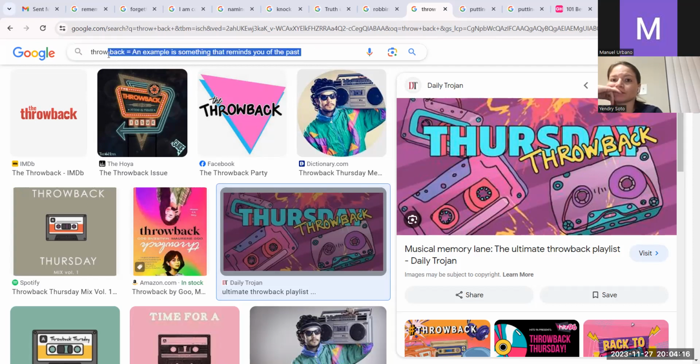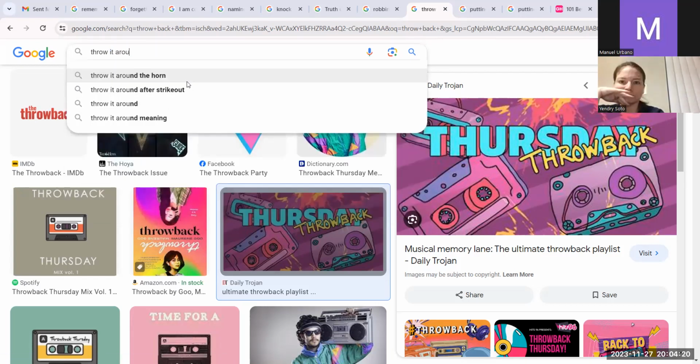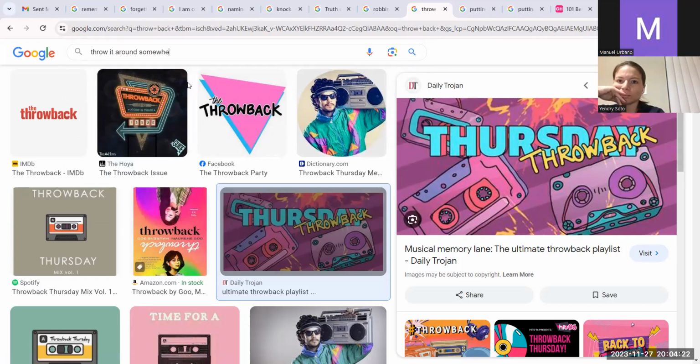And you can also say throw it around somewhere. Cuando no nos ponga eso donde usted quiera, más o menos. Just throw it around somewhere. La persona no sabe dónde quiere colocar algo y te dice throw it around somewhere. Just tírelo donde pueda, donde le parezca. So you're gonna hear it as throw it around. That's another way. All right.